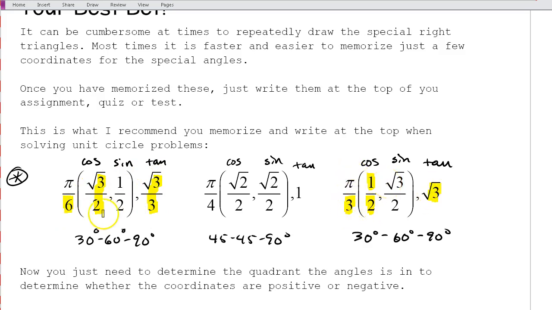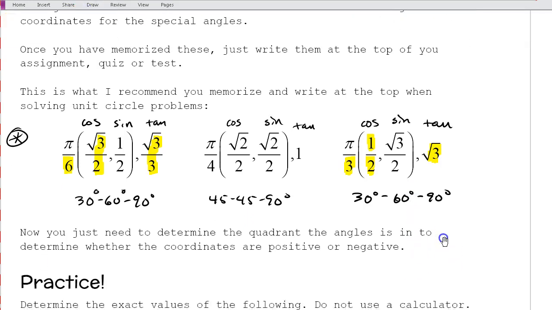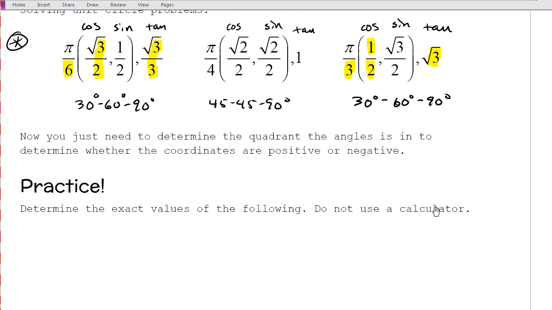So you basically have root 3 over 2, 1/2, root 3 over 3. Those are 3 values. We know pi over 4 is both root 2 over 2, so that's a 4th value. The tangent is 1, that's a 5th value. And root 3, that's a 6th value. So you basically have 6 different numbers to memorize and where they would go and fit in here. Once you've memorized that, you just need to figure out which quadrant you're in, because any pi over 6 is going to have these coordinates, any pi over 4 is going to have those, any pi over 3 is going to have these, and the tangents will be the same.